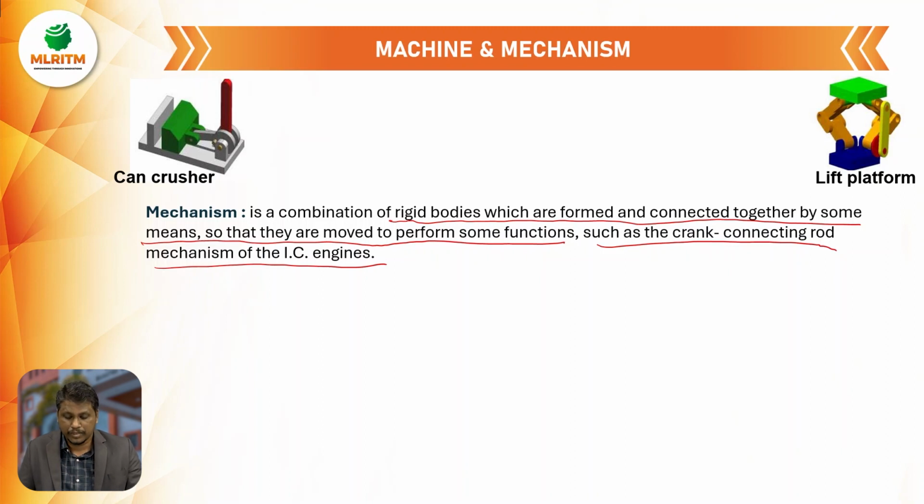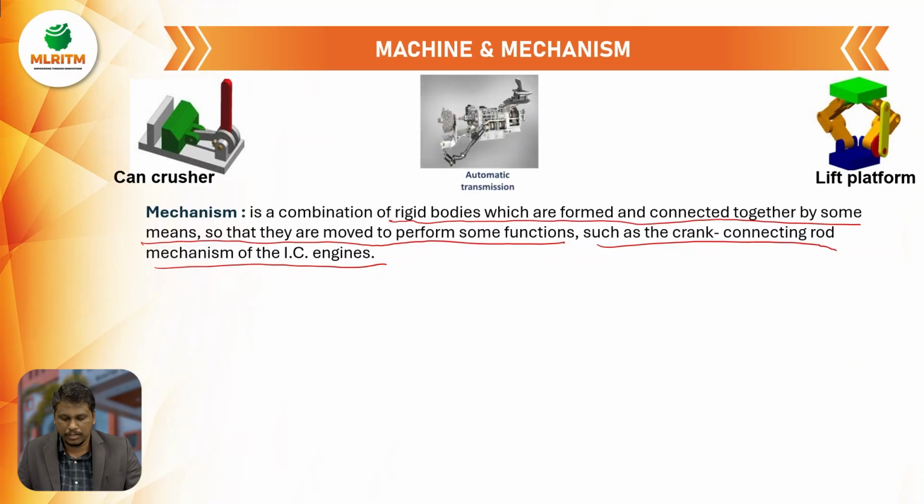See that one, it will perform some function. Already I said a mechanism can make some motion, but whether it gives useful work or not is secondary. If it can make some motion, that is called a mechanism. But now we will see the machine definition. You can see that an engine comes under the category of machine.